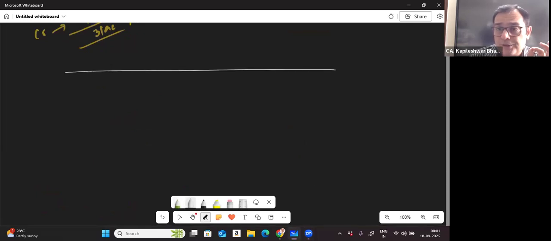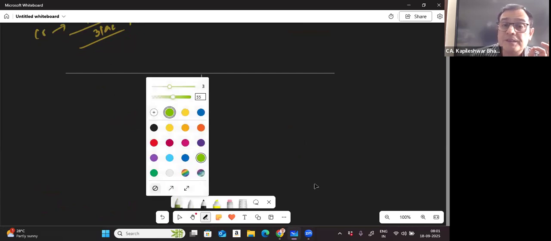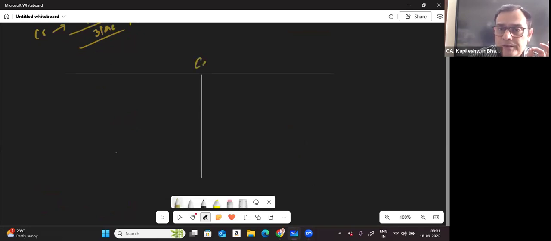So this is, let's say, a ledger. A ledger is prepared in a T format. So when you make a ledger, you need to make it in a T format. This is the debit side and this is the credit side. The left side is the debit and the right side is the credit.